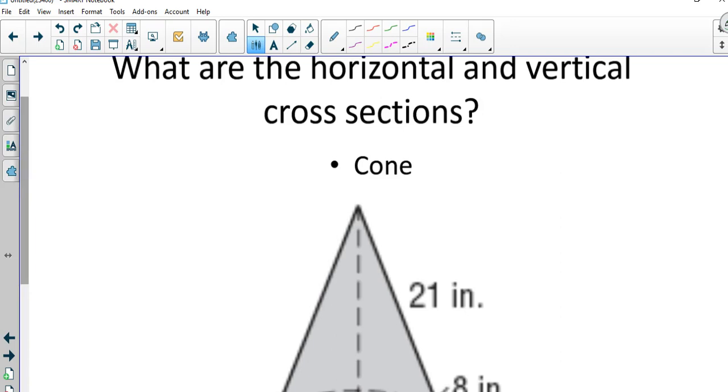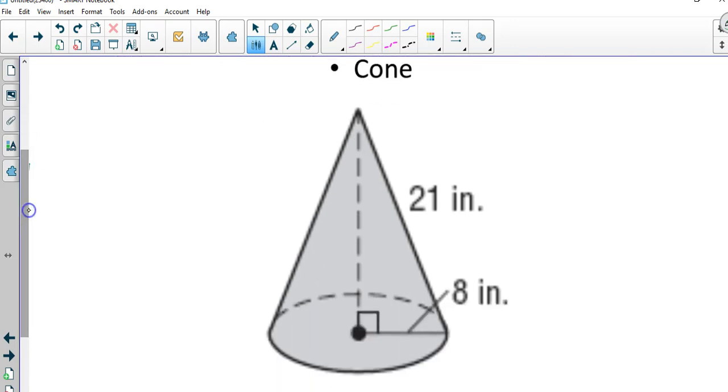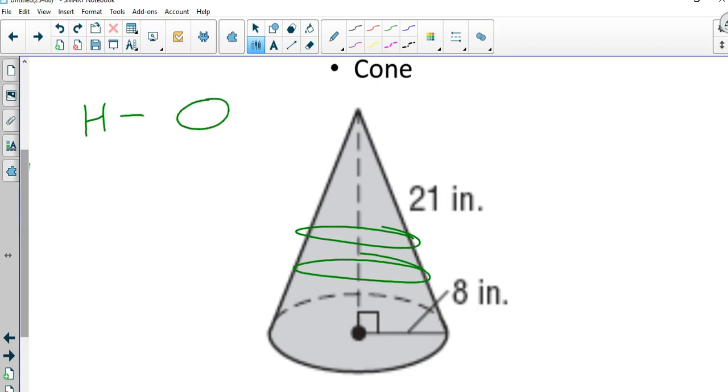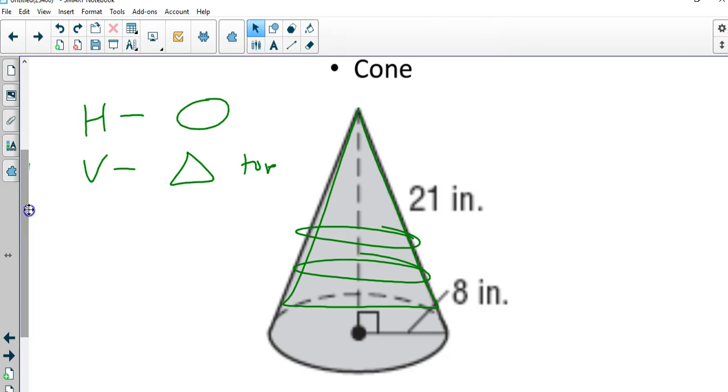Okay, horizontal and vertical of a cone. Well, again, the cheat here is, for the horizontal, just look at the base. If you cut through, you're going to keep getting smaller and smaller circles for the horizontal. And if you cut vertically down through the shape, you're going to get a triangle. Again, that's if you cut from the top. But if you cut from the side, like down here along the side, you're going to get a trapezoid.